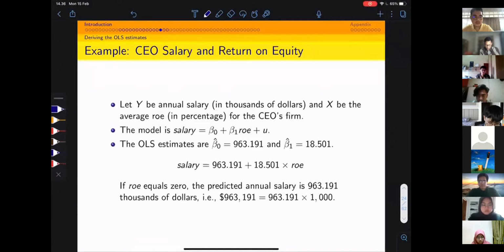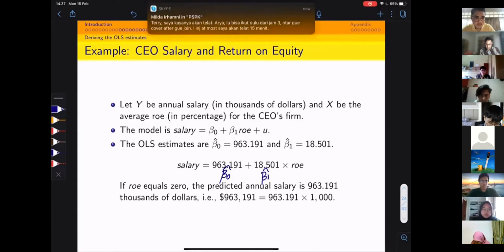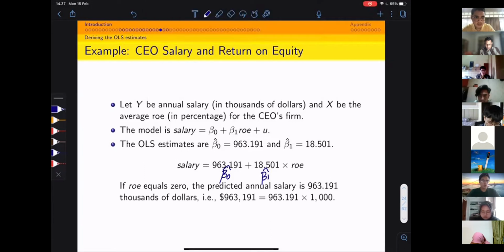Again, I just want to remind you that 963 is beta 0 hat. It's not beta 0, it's not the value of the parameter, it's the estimated value, beta 0 hat. 18.501 is beta 1 hat, which is the estimated beta 1. Now let's do the interpretation for beta 0 first.